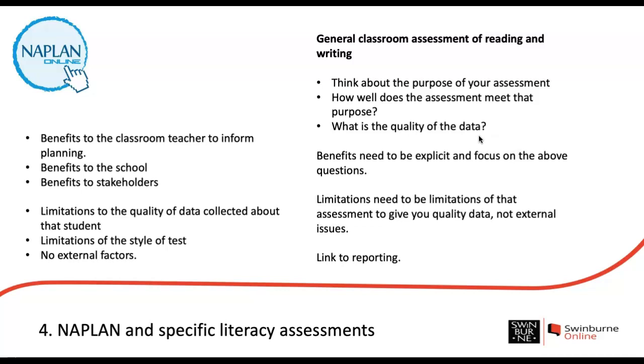Just include one means of reporting. So you've talked about NAPLAN's benefits, you've talked about NAPLAN's limitations, and you mention one element of reporting from NAPLAN. Then you've got your reading assessment. You talk about its benefits, you talk about its limitations, and then you talk about one element of reporting from that particular assessment.